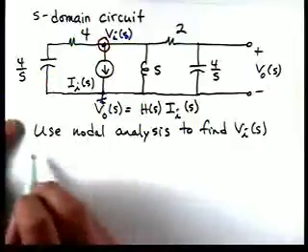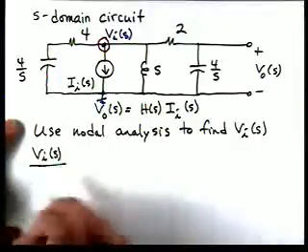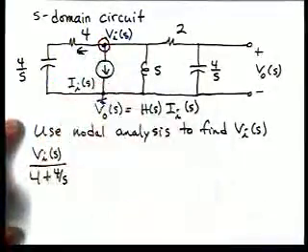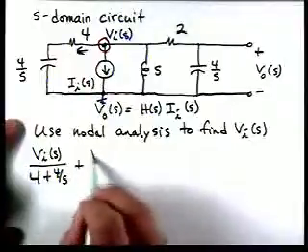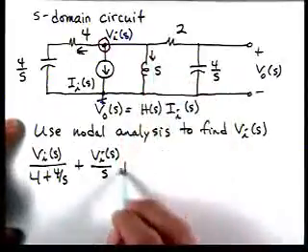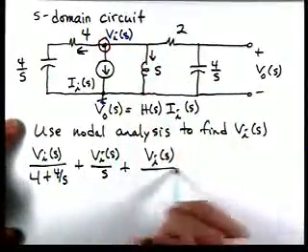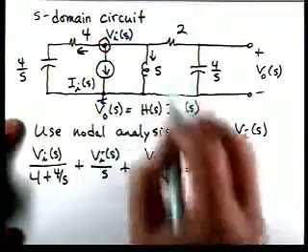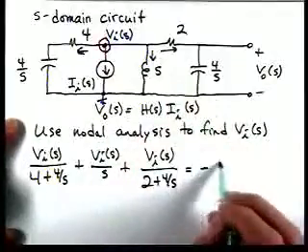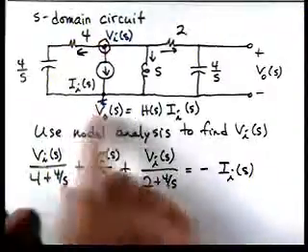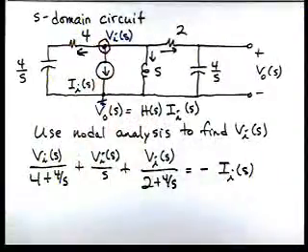If we do that, we'll have V sub I divided by 4 plus 4 over S. That's the current leaving through here. Then we have V sub I over S. That's the current leaving through here. Then we have V sub I over S over 2 plus 4 over S. That's the current leaving through there. And then this is going to be equal to minus I sub I of S, because we're looking for currents entering, and that current's actually leaving. So there's our nodal equation to find VI.